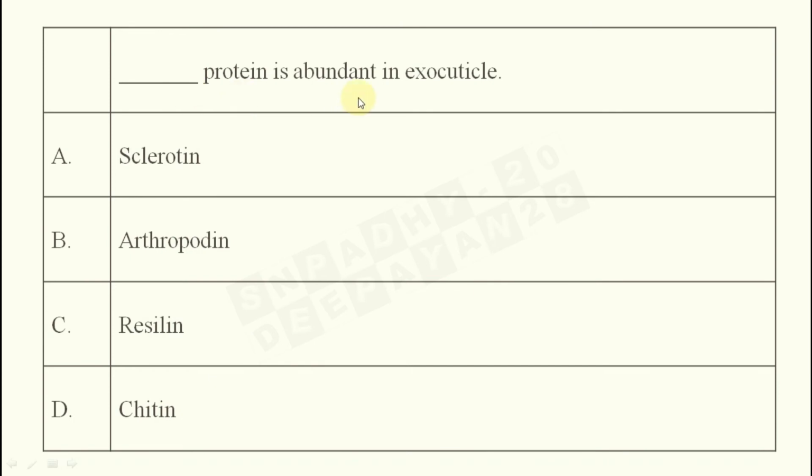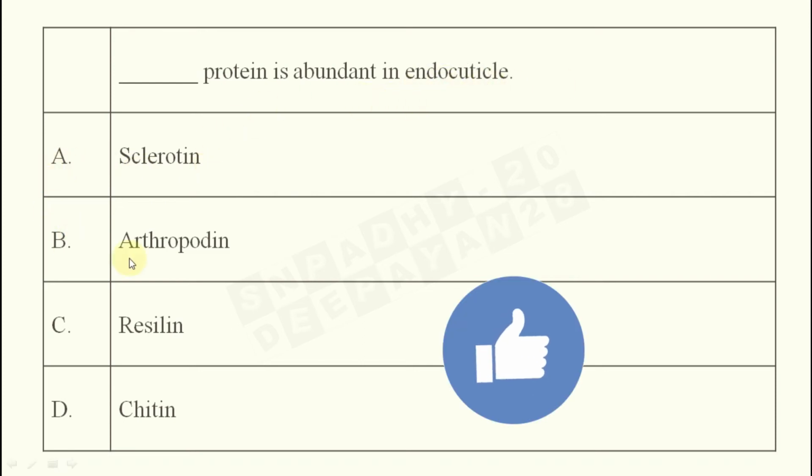Next one you see, dash protein is abundant in exocuticle. Exocuticle means which protein? Option A, sclerotin. In endocuticle which protein is there? Arthropodin.